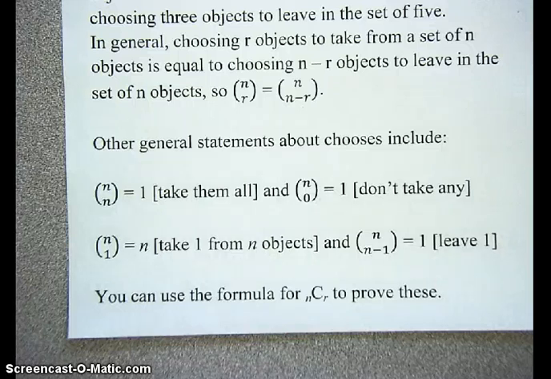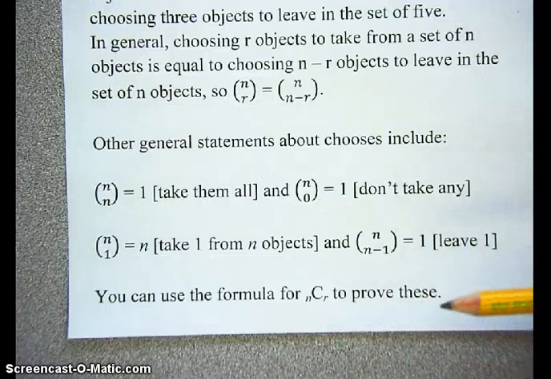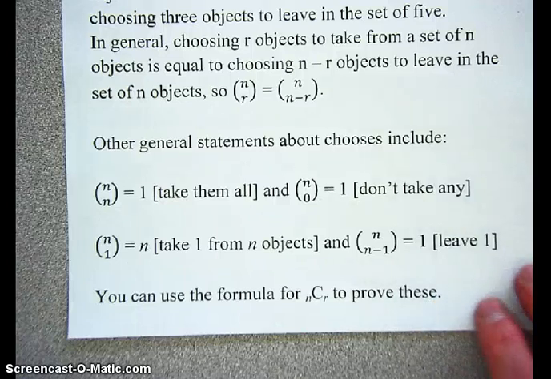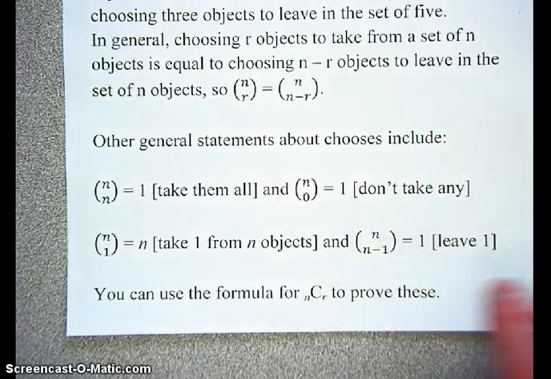I think it makes intuitive sense. And if it doesn't, you can prove them to yourself using the formula. Remember, 0 factorial is 1. Okay, that's a convention about factorials that you might need if you're trying to prove these relationships.